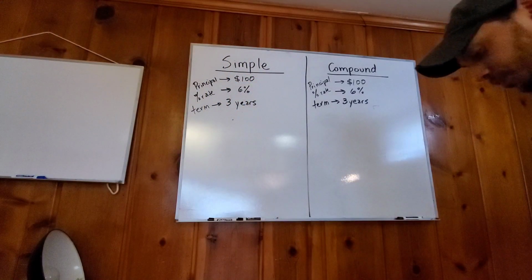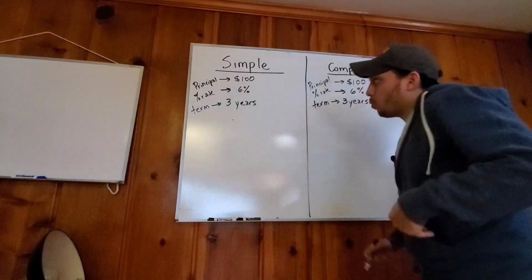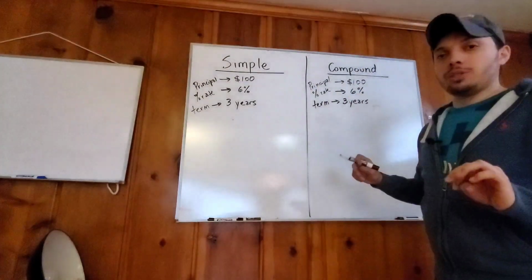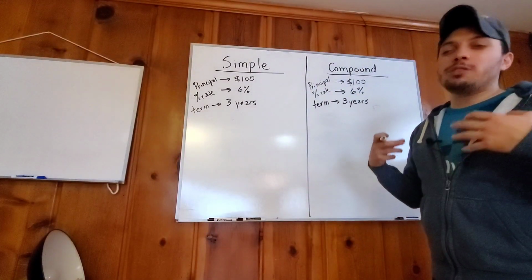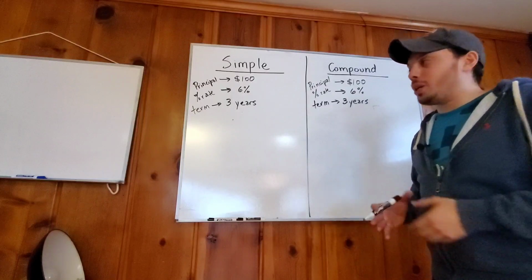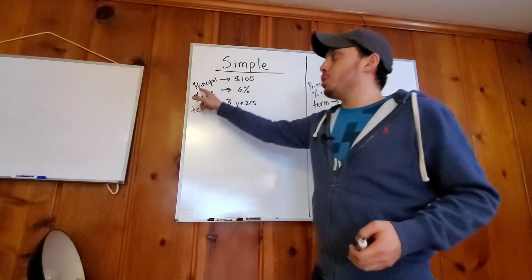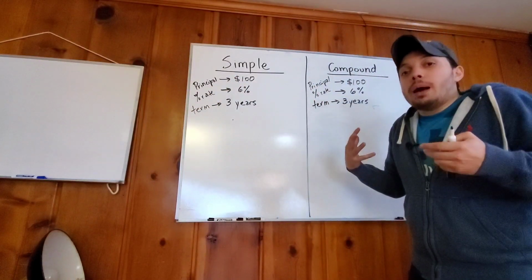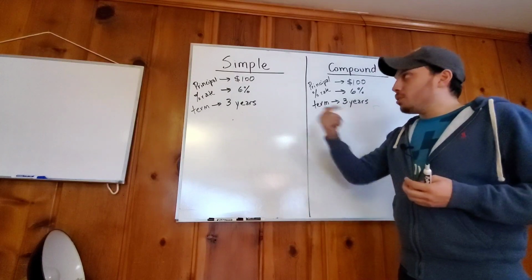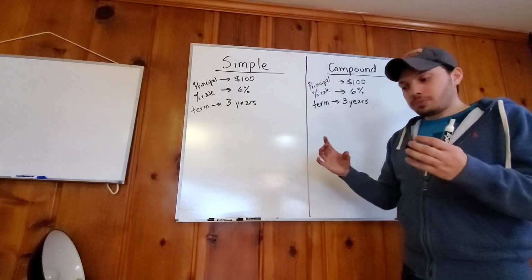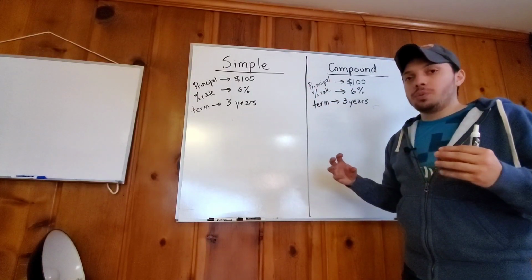All right, so we are talking about simple and compound interest. So the first thing is that you have to get a little bit familiar with the terms we're going to use. The first term we're going to use is principal. Principal means the amount you start with, okay? So the principal means the money, the amount of money you start with.